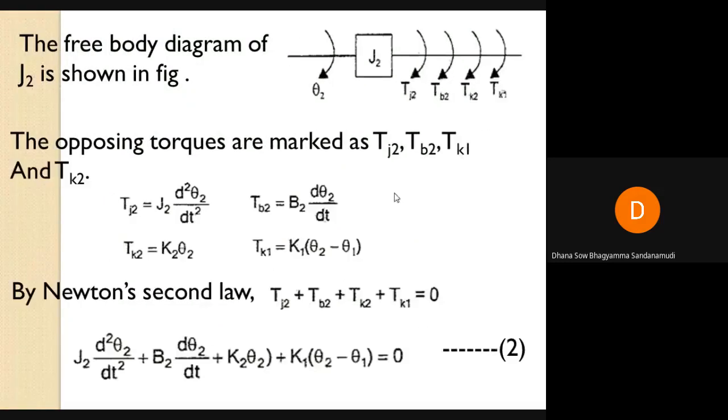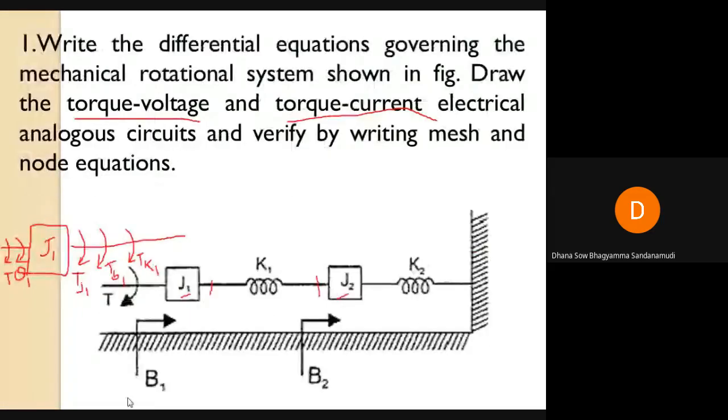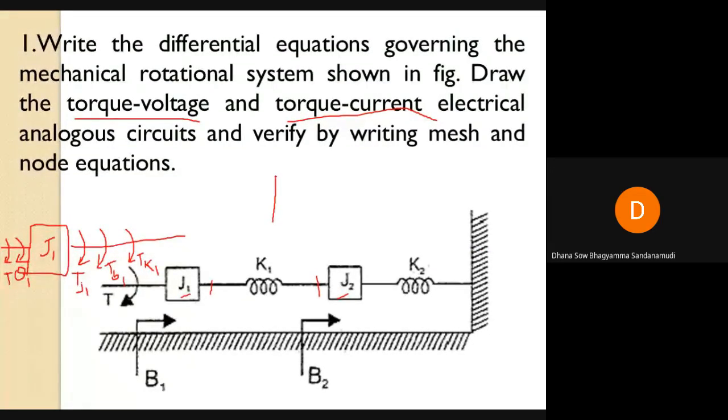Now let us see the free body diagram at node 2, that is J2. I will take a pen and draw it here. At J2, is there any torque applied? No, torque is not there. So let us assume the angular displacement at J2 is some theta 2.